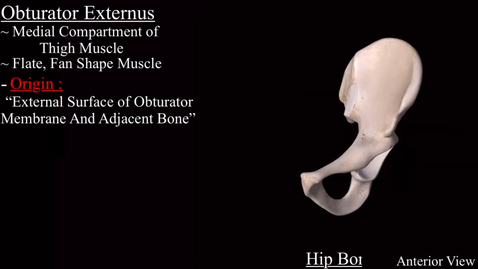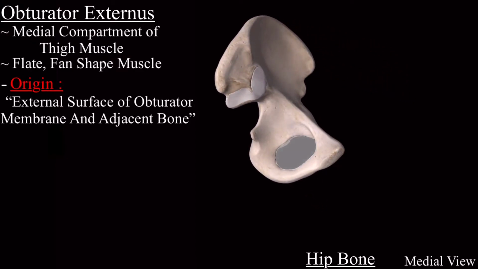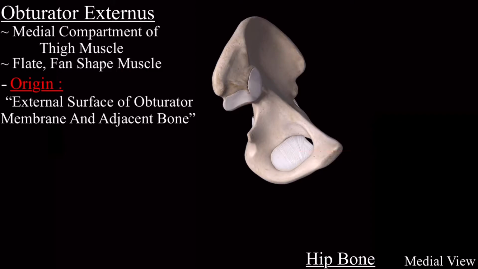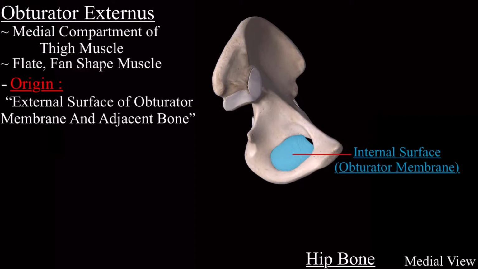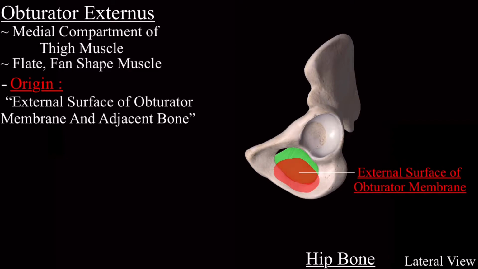This is the isolated hip bone with the interior view. In the medial view, this is the obturator foramen. The obturator foramen is closed by the obturator membrane. The obturator membrane has two surfaces: the internal surface and the external surface. An obturator externus muscle originates from the external surface of the obturator membrane and adjacent bone.